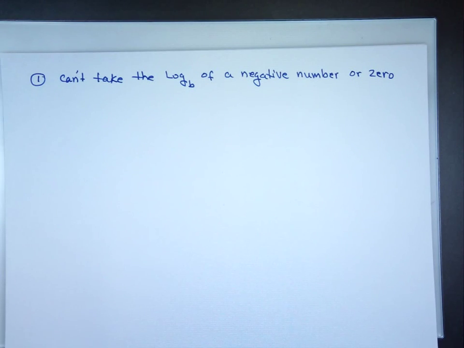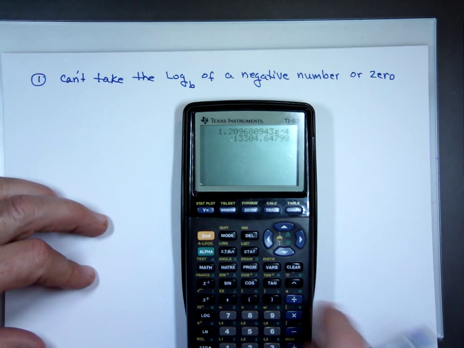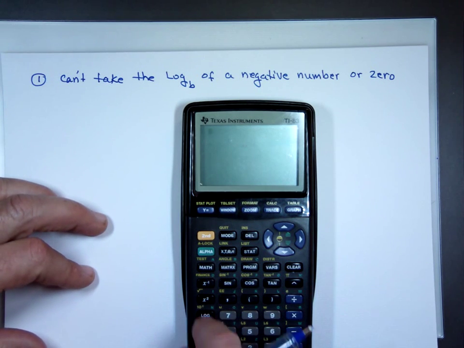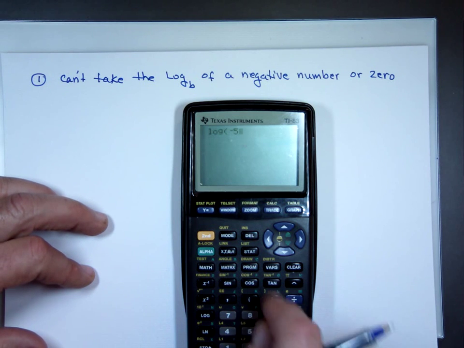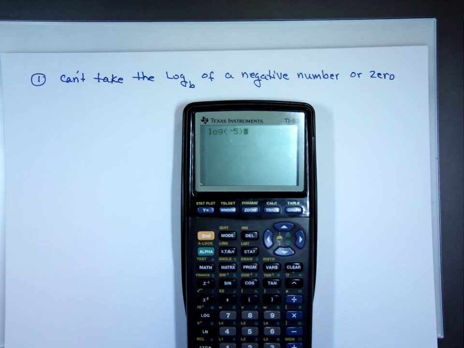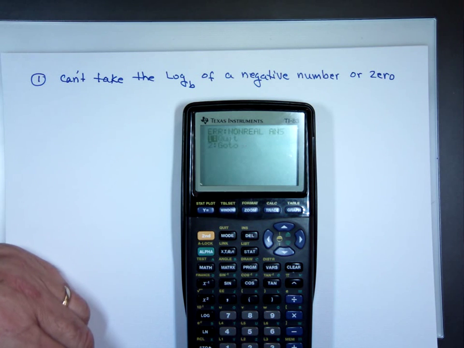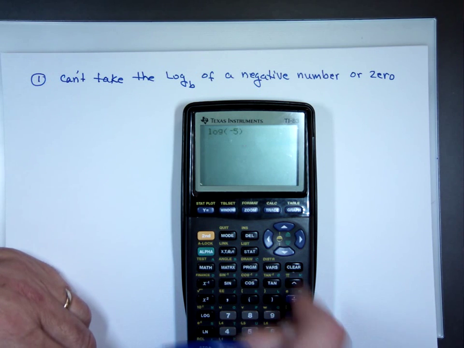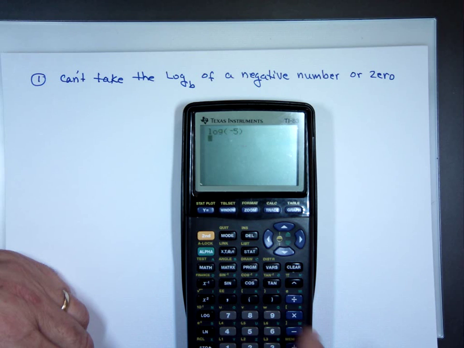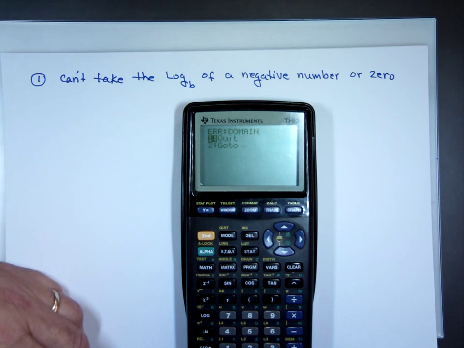If I bring my calculator back here, you can use yours too. Doesn't matter which one. Let's take the log of negative 5. Can you see it on the screen? It should give me an error, domain error. Can't be done. Clear. The log of 0. Can't do it either. Error. Domain error. Can't do it.